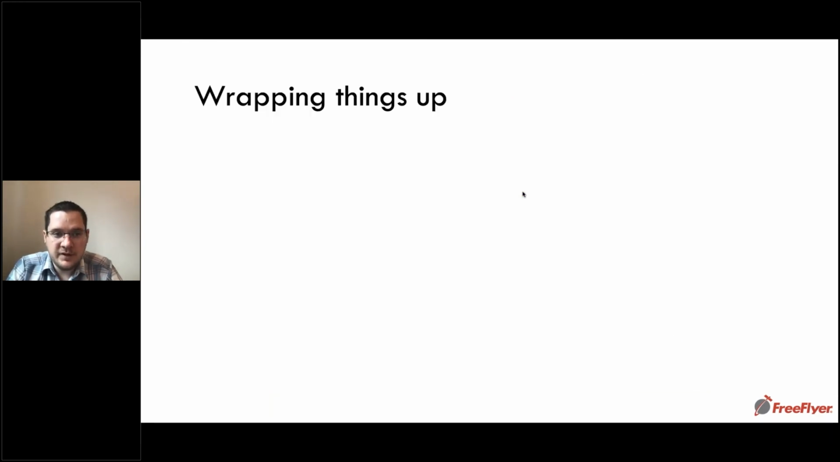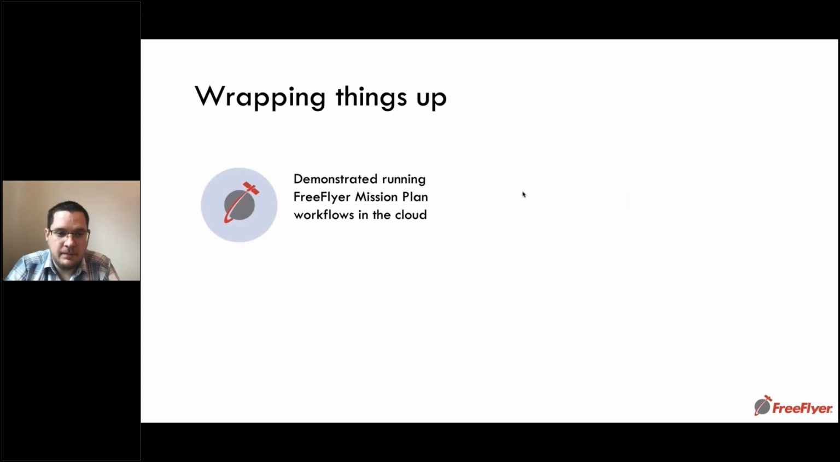Okay, so at this point, I want to wrap things up. Just to reflect a little bit about what we've shown today. We've demonstrated running FreeFlyer mission plan workflows in the cloud. We've taken this intra-constellation conjunction assessment pipeline that was a series of FreeFlyer mission plans, and we were able to adapt that to run it within the cloud.